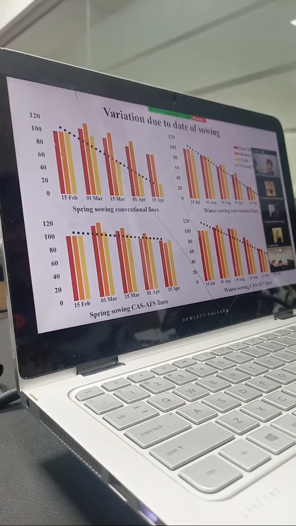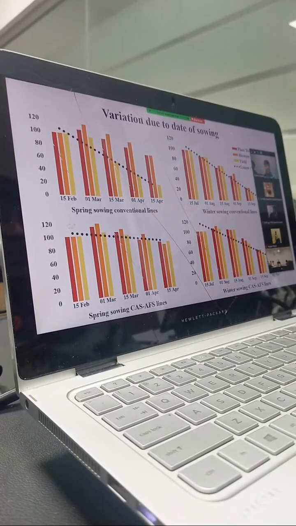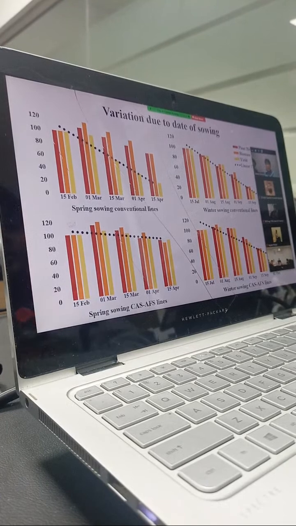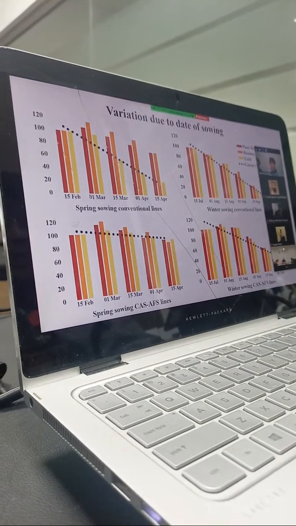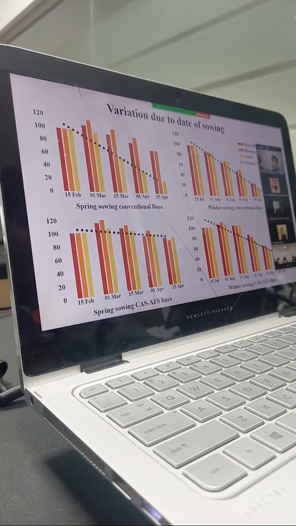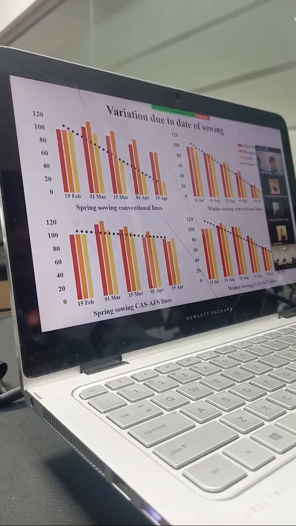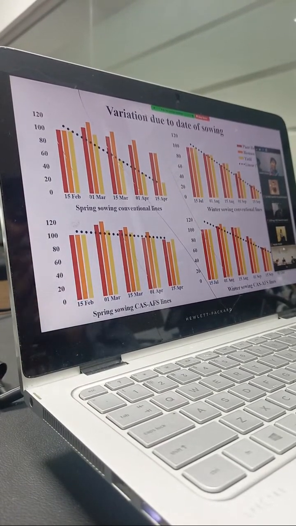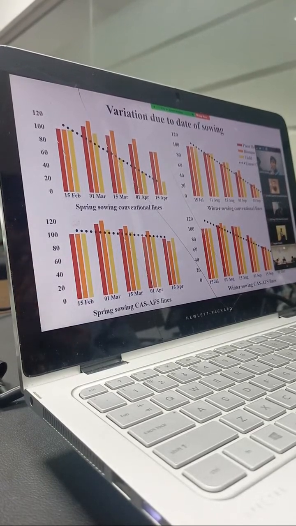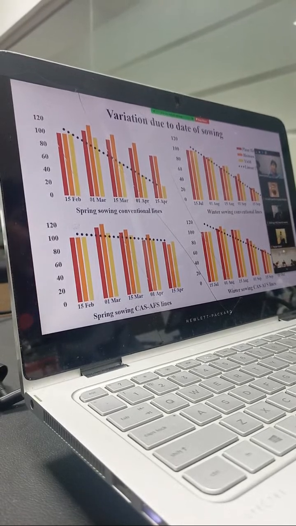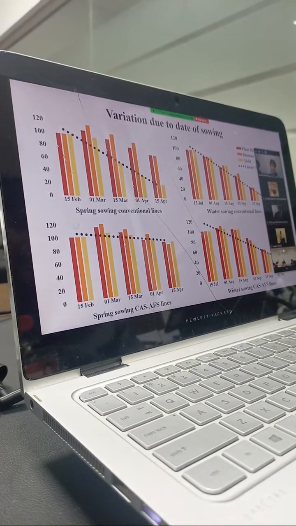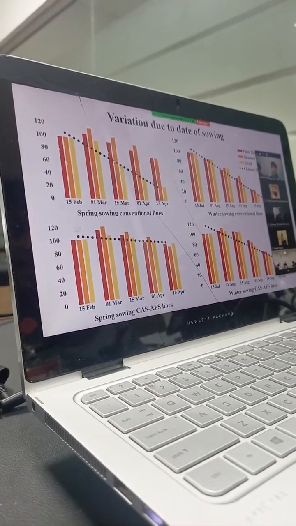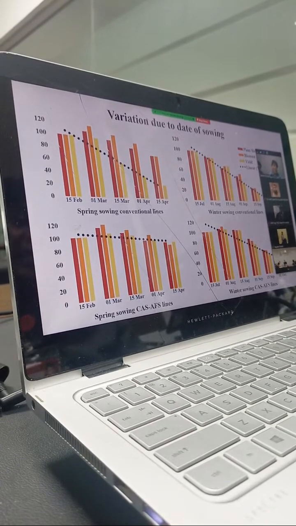These are our conventional lines. If you see the bottom left graph, these are our advanced lines. The good thing is that these lines retain their biomass and yield as well. This was quite interesting, and this April sowing means that the plant will mature somewhere in mid July or mid August, when the temperature is almost around 50 degrees Celsius. You can see that these lines are not only maintaining their plant height and biomass, but also retaining their yield as well.